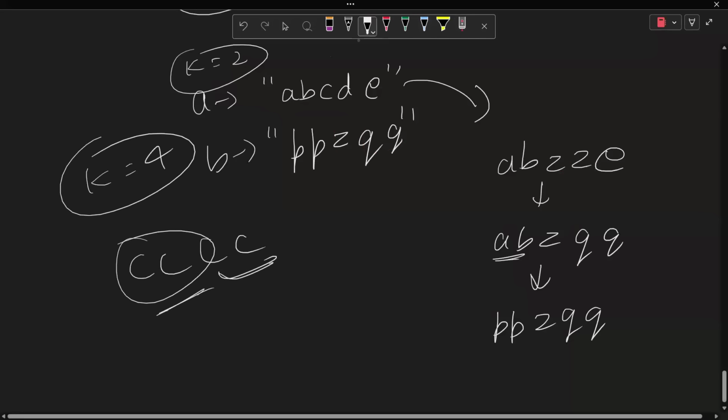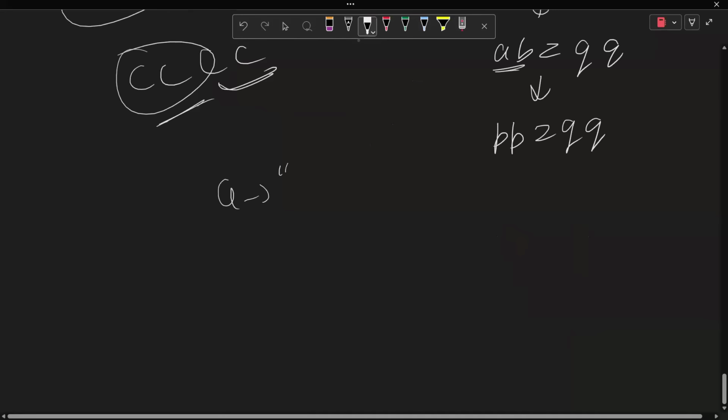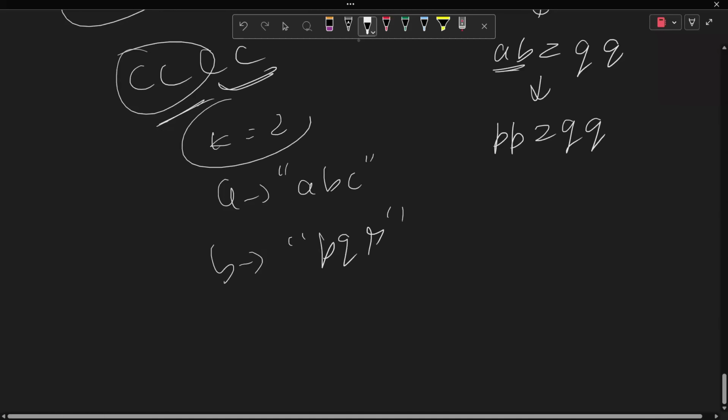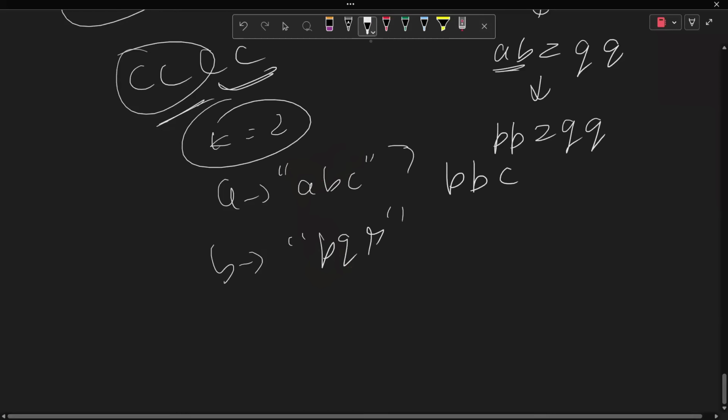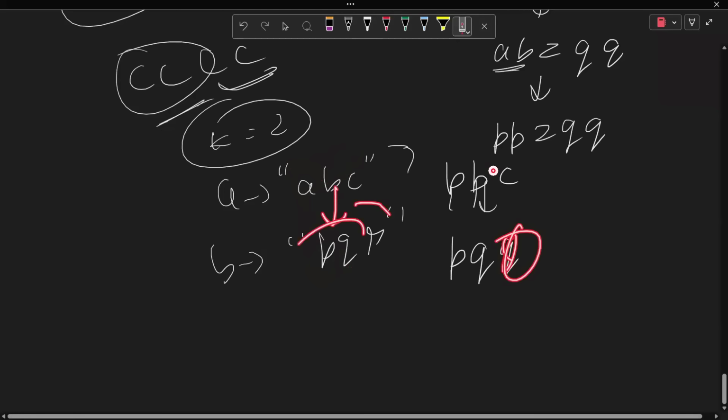Like here, if you had string A equal to ABC and string B is equal to PQR, and K is 2. Here you can't do this. If you replace both of them by PP, and then replace both of them by QQ, it would be PQQ. But you cannot have an R here, you cannot replace a single one. So you can never obtain this, because all of them are single.